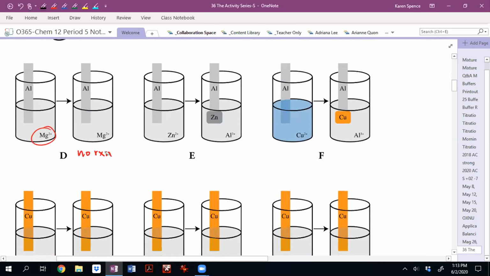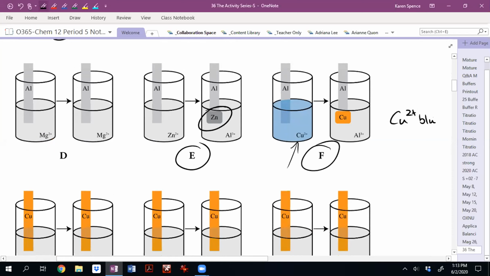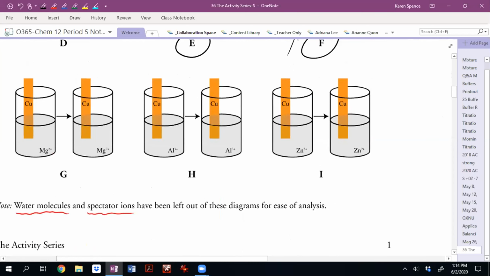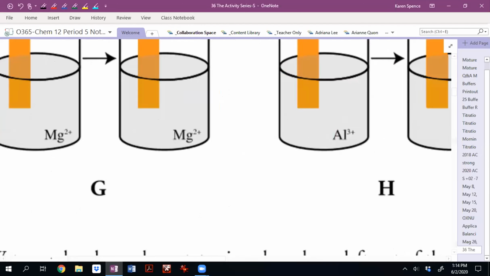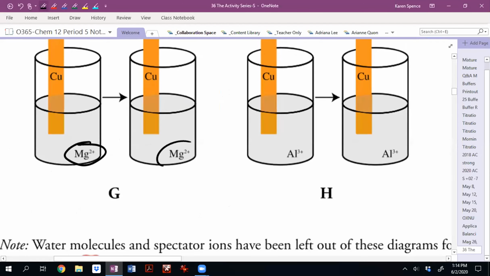Now, how about the rest of them? Well, D, we did not have a reaction. We decided on that. E, oh, looks like something happened there. We got zinc plated on top. F, definitely, we went from having copper 2+, which is blue. Just in case you ever need to know, copper 2 is blue. It rhymes. Okay, and no reactions in G, H, or I. Everything just sits there, the same before as afterwards. You can see if we get up close that we started with magnesium and we finished with magnesium. We started with aluminum, we finished with aluminum. There's nothing new.